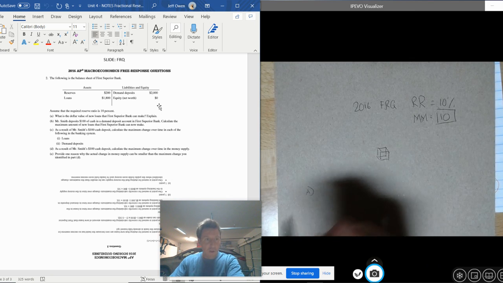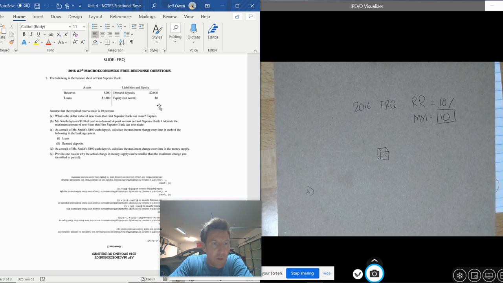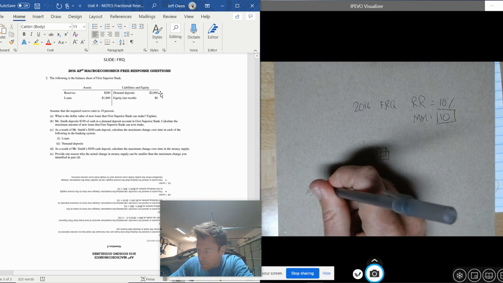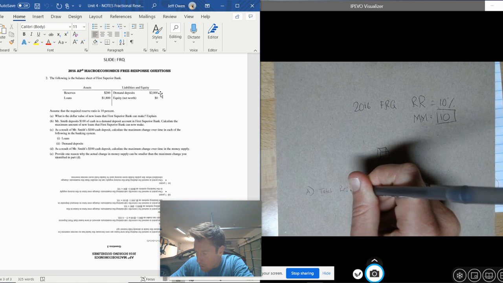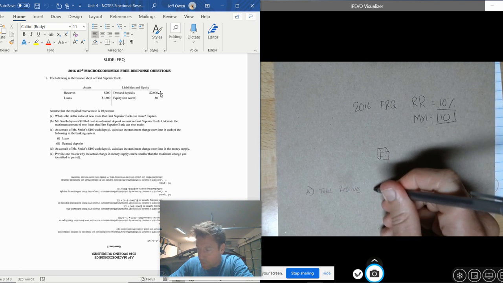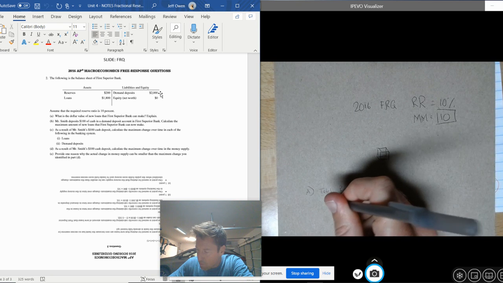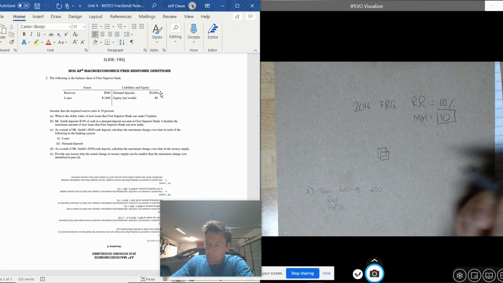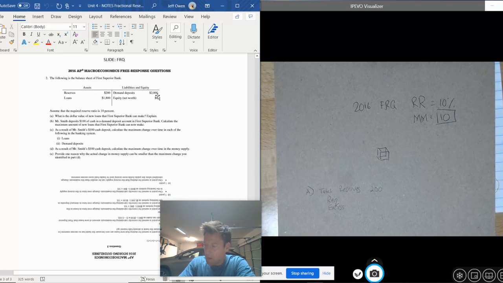Letter A asks us, what is the dollar amount of new loans that First Superior Bank can make, and explain? Well, they have total demand deposits of $2,000. The required reserve rate is 10%, and their total reserves is $200. Total reserves needs to be made up of required reserves and excess reserves. So what is 10% of 2,000? You're right. The required reserves is $200, which means there is no excess reserves.